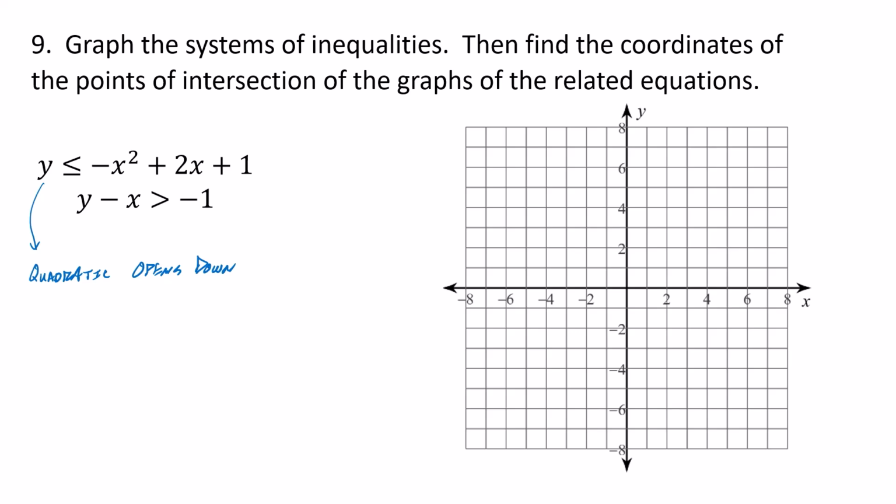But I think probably just identifying the vertex using negative b, so it'd be negative 2 over 2 times a, which would be negative 1. That gives me negative 2 over negative 2, which is positive 1. And then plug that back in. If I plug in 1, I get negative 1 plus 2 plus 1. So it looks like that would equal 2. So my vertex is 1, 2.